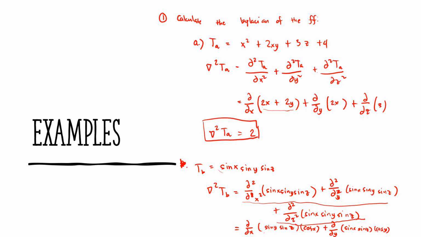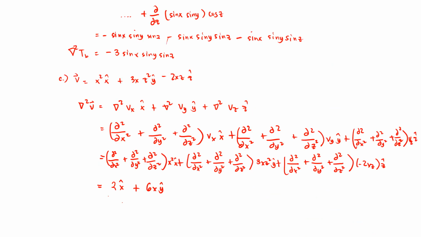So we will get the second partial derivative, or the derivative of this with respect to x. So again, we will only differentiate those with x. So copy this one, sine y, sine z. The derivative of cosine x is negative sine x. So you have here negative sine x multiplied by sine y multiplied by sine z.